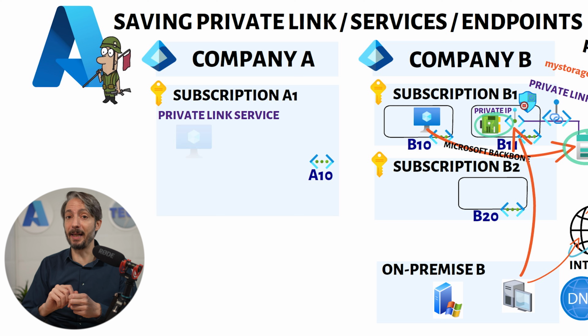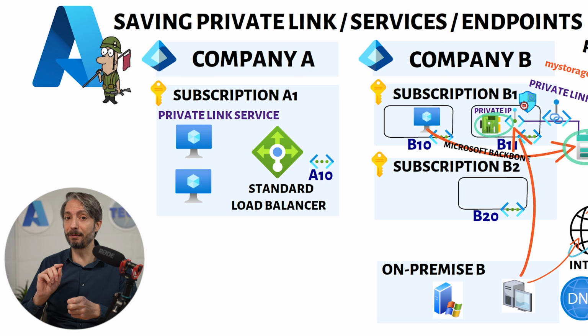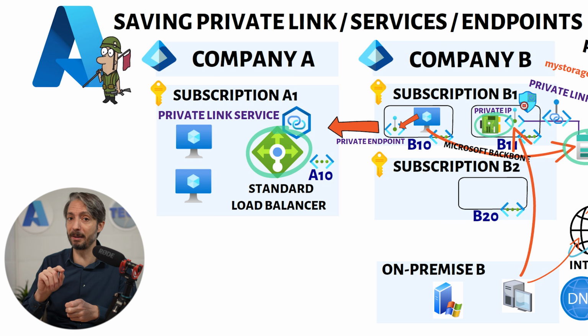In subscription A1, there are a couple of virtual machines created with a standard load balancer. We can enable the private link service on the load balancer. This is how we tell Azure that this load balancer can be made accessible for other private endpoints, both internal to the Azure environment and external to this Azure environment.